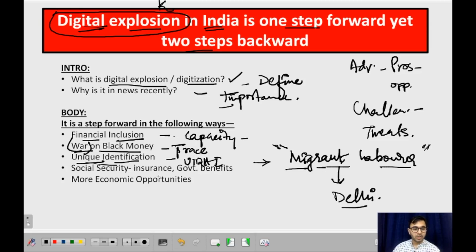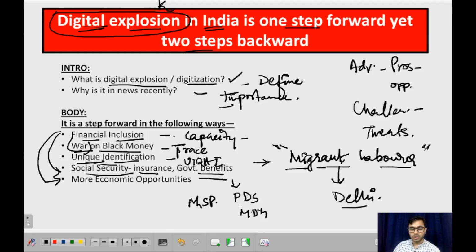Social security, insurance, and government benefits. I've explained this in financial inclusion itself. This is also a variation of financial inclusion. Digitization has increased insurance penetration in the country. Digitization has also made government benefits more targeted and more effective, whether it's PDS, whether it's MDM, whether it's MSP, or whether it's any other kind of government benefit.